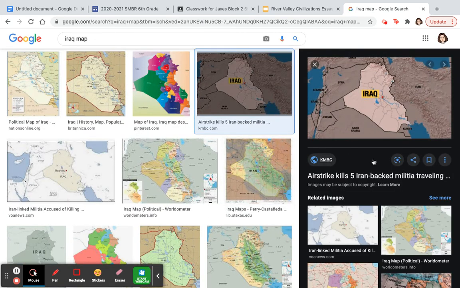Lastly, if you are Mesopotamia, nearby modern Iraq, you could put Iran, Kuwait, Saudi Arabia, Jordan, Syria, and Turkey.